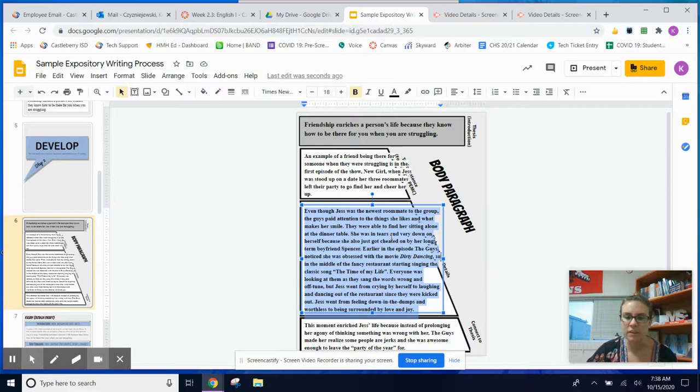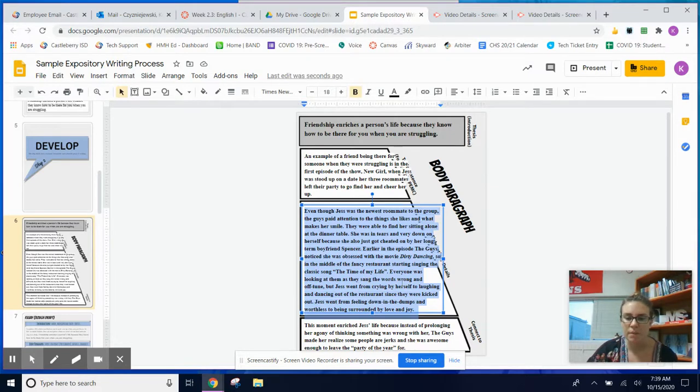They were able to find her sitting alone at the dinner table. She was in tears and very down on herself because she also just got cheated on by her long-term boyfriend, Spencer. So she is like going through it. Earlier in the episodes, the guys noticed that she was obsessed with the movie Dirty Dancing. So in the middle of the fancy restaurant, they started singing the classic song, The Time of My Life.